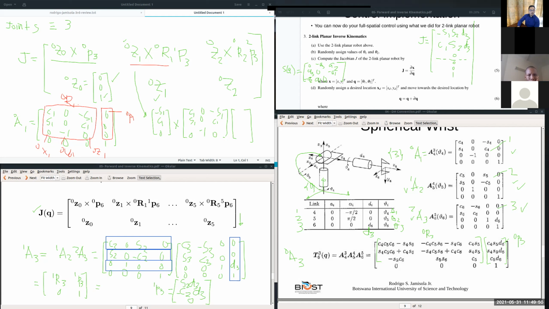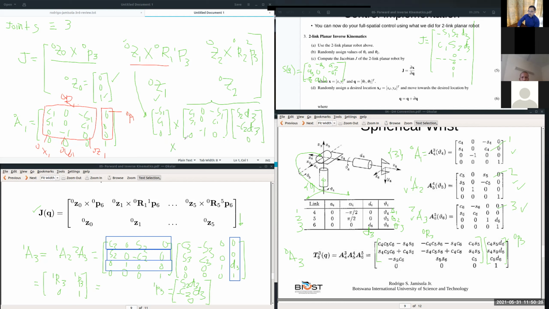Okay. So now we will write down the correct one. S2 D3, minus C2 D3 and 0. Okay. So now let's compute this one. What's the result? Before we go there, so let's just leave this one.